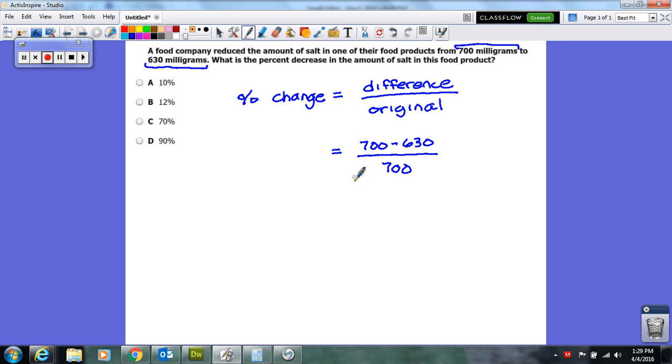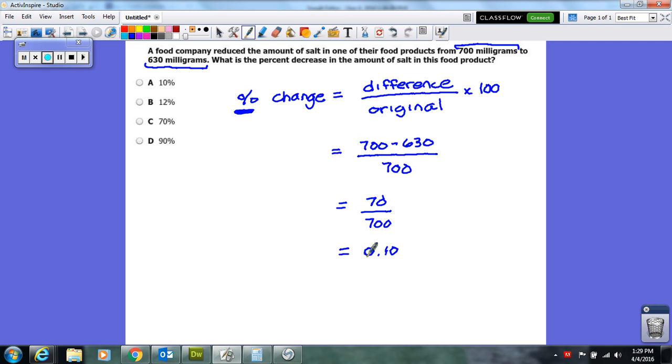All right. Now, to carry this math out, all I have to do is subtract to find a numerator value. 700 minus 630 gives me a value of 70. And that's getting divided by 700, which gives me a value of 0.10. Now I don't see 0.10 as one of my answers up here. That's because once you find out the difference divided by the original, you need to multiply your answer by 100 to turn it into a percent.